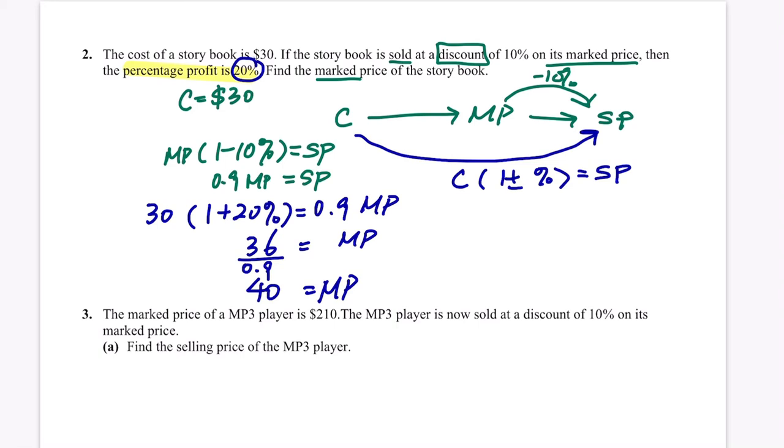So of course in the end you have to write it. The market price of the storybooks is $40. You need to write every single step actually. Let's continue to the next step.